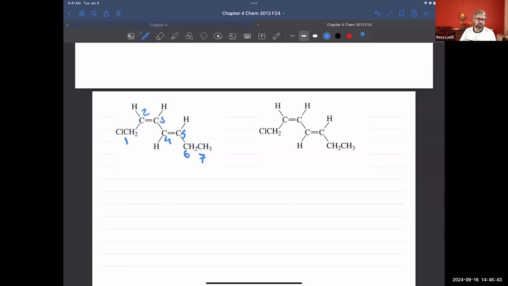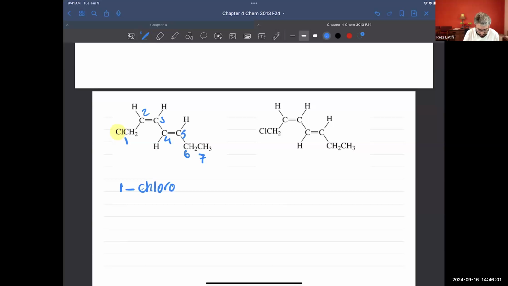Next we have 2 double bonds. And also we have a chlorine. Okay, how do I name this compound? First I'm going to say on the first carbon I have chloro.